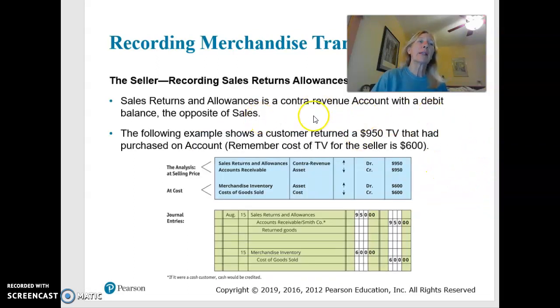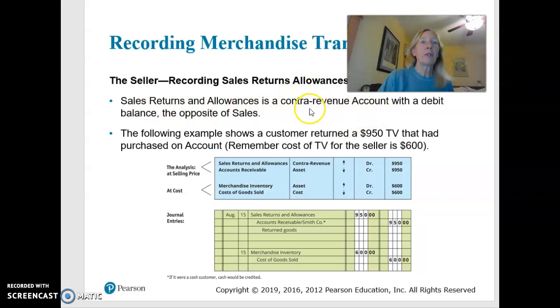Okay, so let's look at this idea, sales returns and allowances. So this is on the seller side, not the buyer. Remember, Walmart is a buyer from Sony and it's a seller to customers. You got to think about how business works. So the account they want you to learn about is called sales returns and allowances.